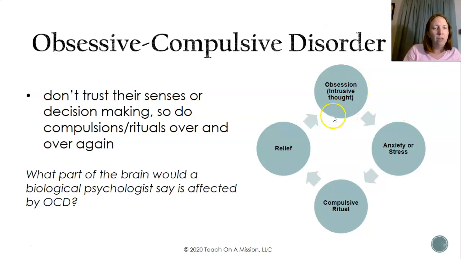So it's a cycle. There's an obsession, an intrusive thought, and then there's anxiety or stress that's related to having that obsession. And so to relieve that stress, someone engages in a compulsive ritual and then they feel better. But it's just a matter of time before that thought comes back, and then it repeats over and over and over. So what part of the brain, think about this as we review our brain, our lobes, and the different structures in our brain. What part of the brain would a biological psychologist say is affected by OCD?